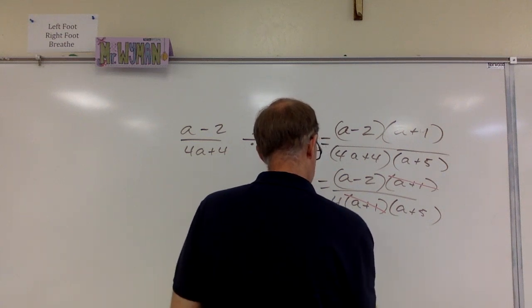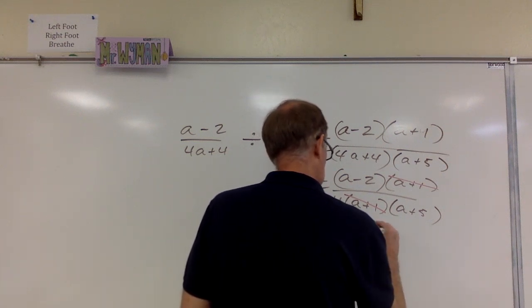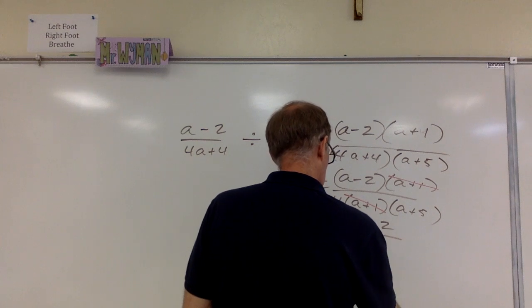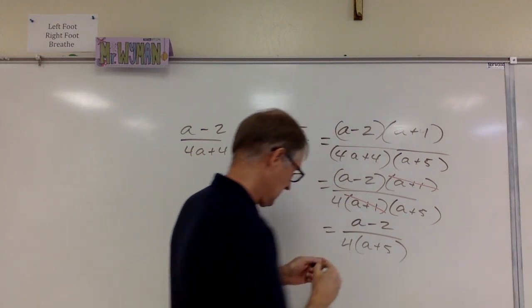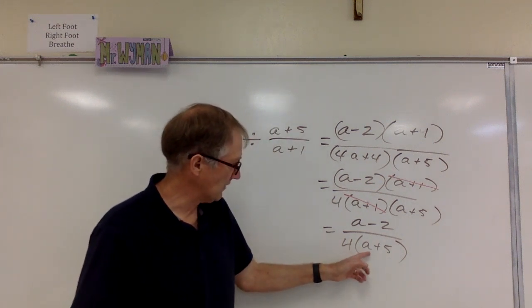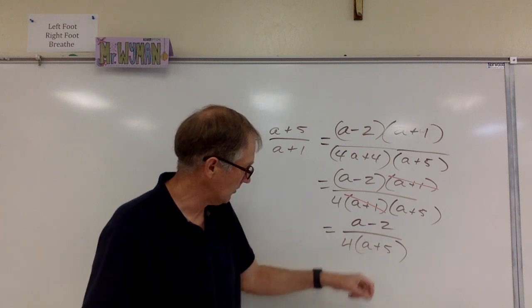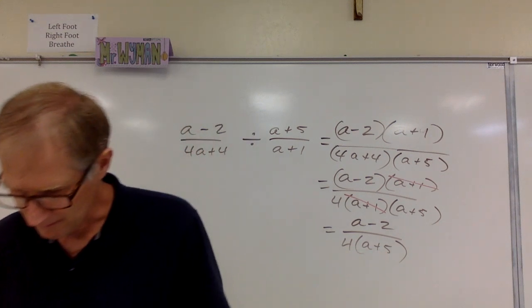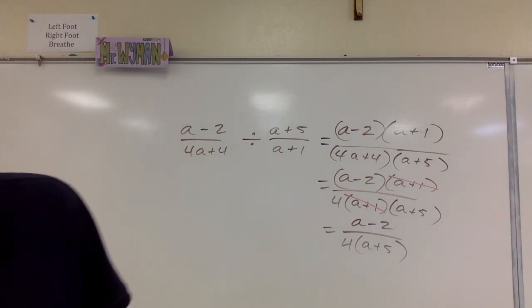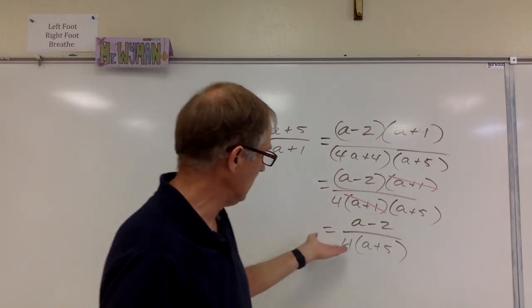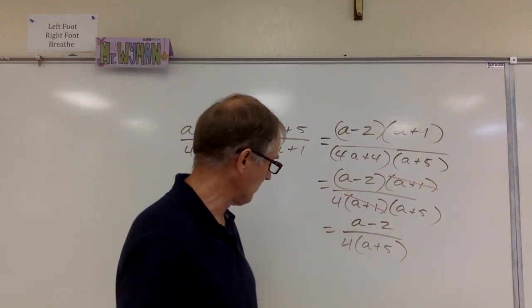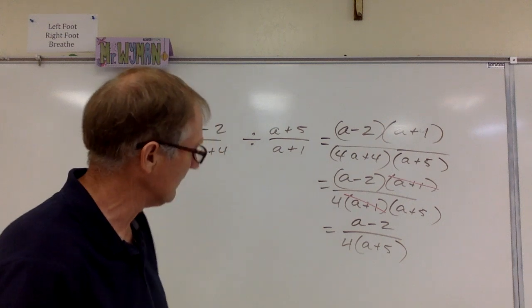So this becomes a minus 2 all over 4a plus 5. My excluded value would be negative 5, because if I put negative 5 in here, that would make that 0. You could probably leave it like that. You could also put a minus 2 divided by 4a plus 20, but I think let's leave it like that.